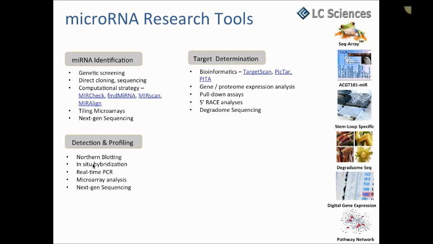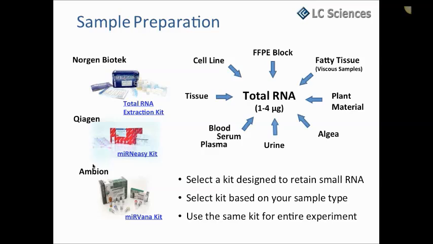Then, of course, if you look at experimental methods, you can look at the gene expression levels from the same sample. You can look at proteome expression analysis. You can do pull-down assays, 5' RACE analysis, and specifically for plants, something that's becoming more and more popular is degradome sequencing.